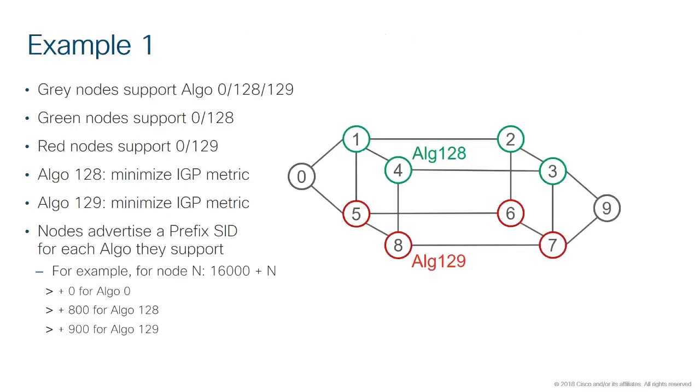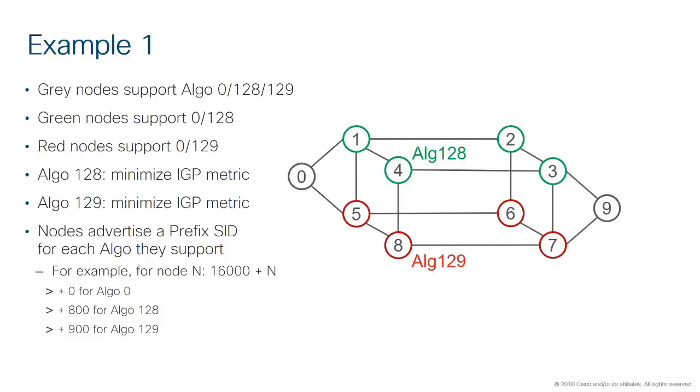So let me give you now a detailed rehearsal of everything with an example. We have our dual plane network where 0 and 9 are part of the 3 algorithms. The green nodes are part of 0 and 128. The red nodes are part of 0 and 129. The 2 additional algorithms, 128 and 129, are defined as a minimization of the IGP metric. So the definition is not different from 0.